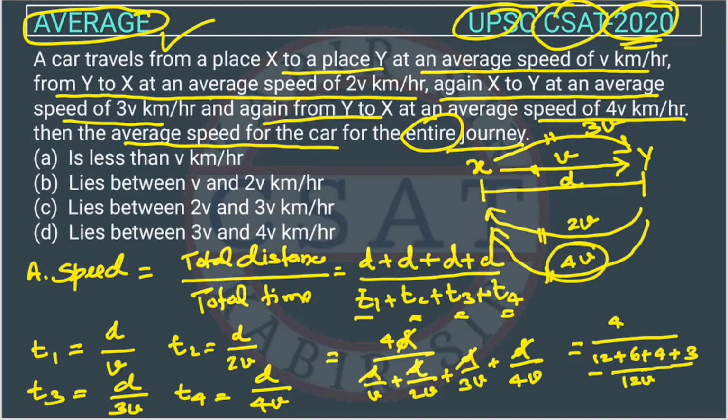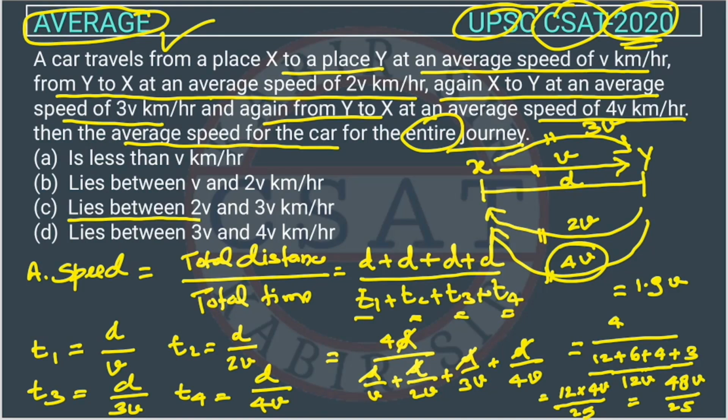So I am taking the LCM, nothing else I am doing. This 12 will come out this side, so it becomes 12 into 4 upon, this is how much, this comes out 25, and this is 4V. So this will be equal to 48V upon 25, which is equal to 1.9V.